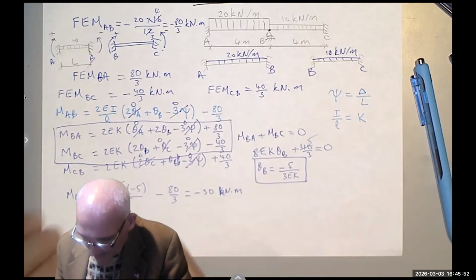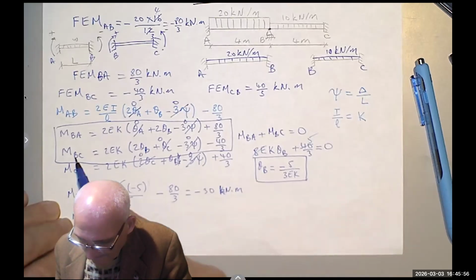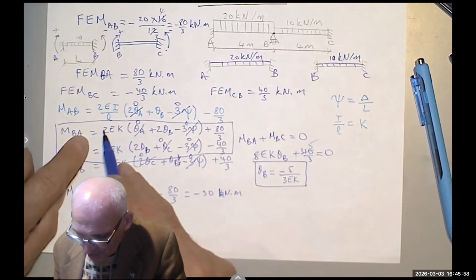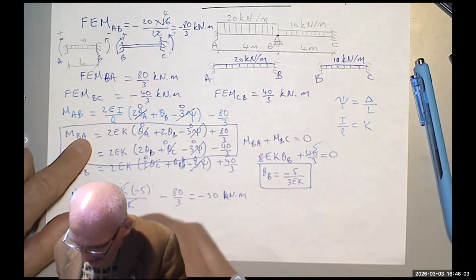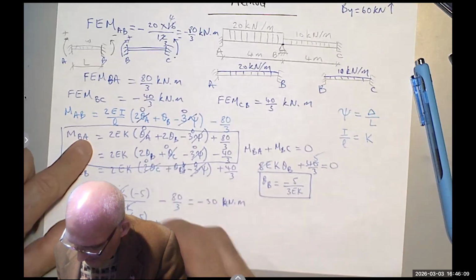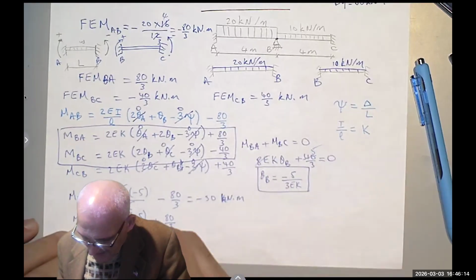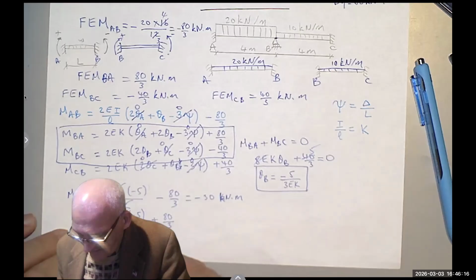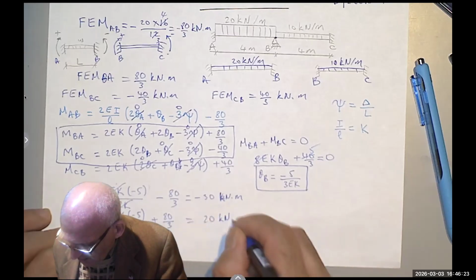Okay. Now we go to MBA. 2EK times 2 theta B. So it's 4EK times negative 5 over 3EK, plus 80 thirds. These cancel. 4 times negative 5 is negative 20, plus 80 is 60, divided by 3 is 20 kilonewton meter.